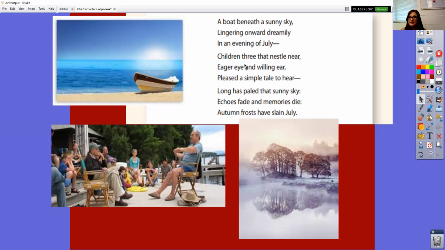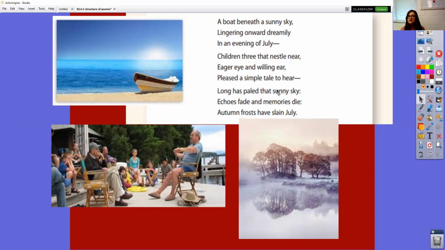Children have come onto the scene, and they nestle near, and they're eager eye and willing ear, just wanting a simple tale to hear. And I know you as children and older people often have children in their lives that would just like to sit and listen to anything you have to tell them. So that might be a different stage of life.